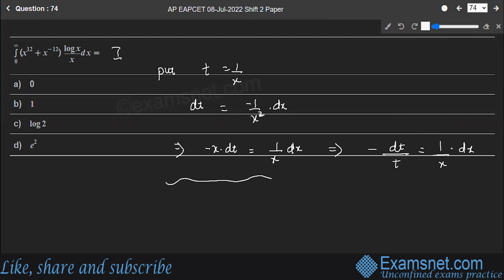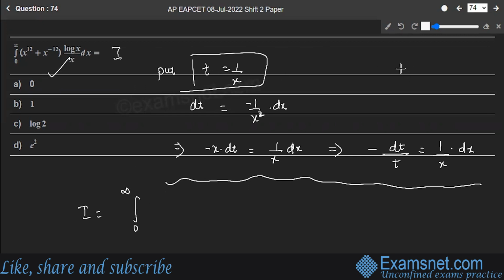So we have a couple of things which we'll be using in our question. Now let's get back to our problem. We were having this thing. Let's write it down. Now I'll be writing down this whole expression in terms of t. So this is from 0 to infinity. x raised to power 12, because t was equal to 1 by x, so x raised to power 12 can be written as 1 upon t raised to power 12. That is equal to t raised to power minus 12. So this is equal to t raised to power minus 12 plus t raised to power 12. Now log x, how can we write down log x? Taking log on both sides, let's solve this one also.